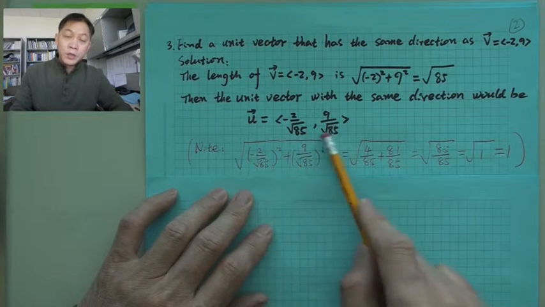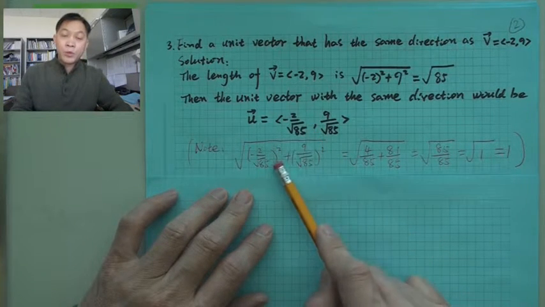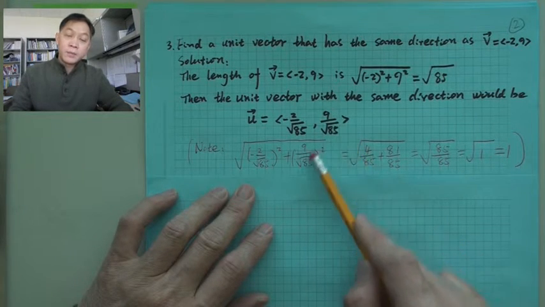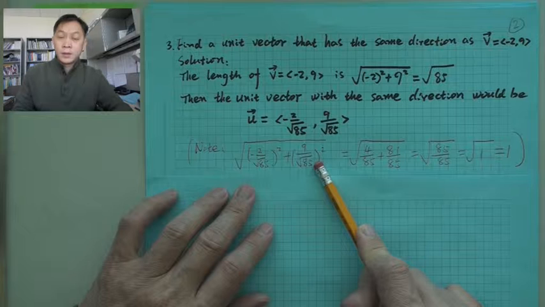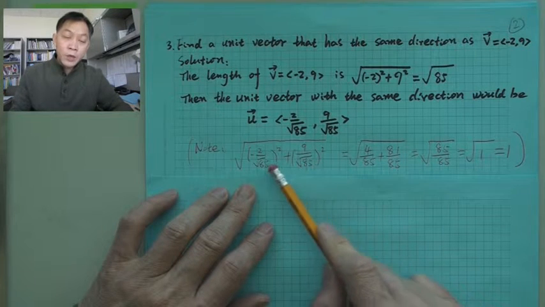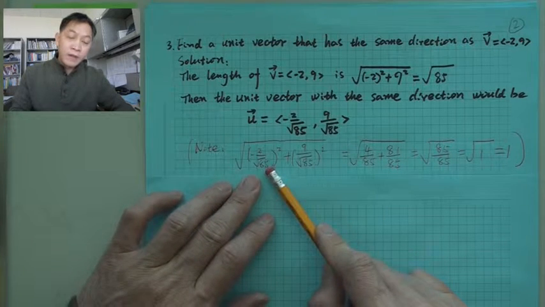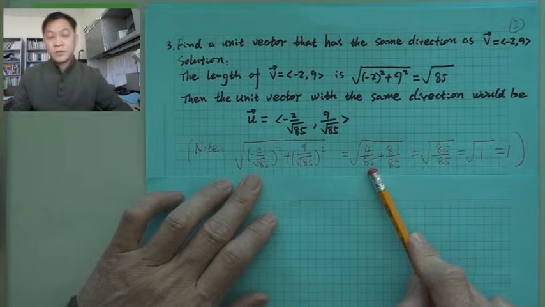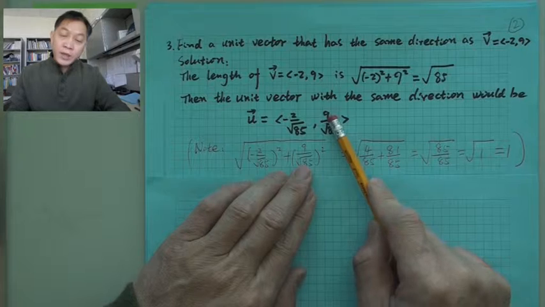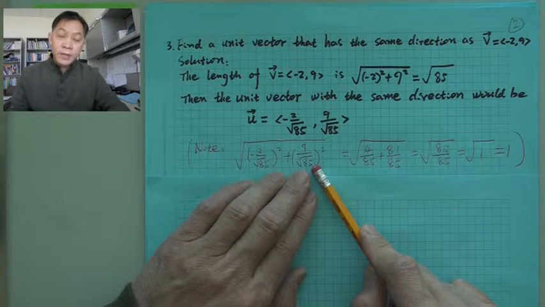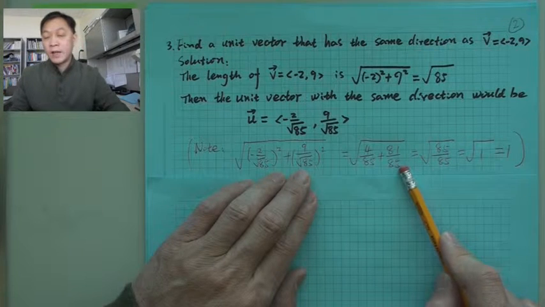So how do we find the length of u? That will be the square root of the first one squared plus y squared down here. Negative 2 squared is positive 4. Radical 85 squared is just 85. 9 squared is 81. Radical 85 squared is 85.